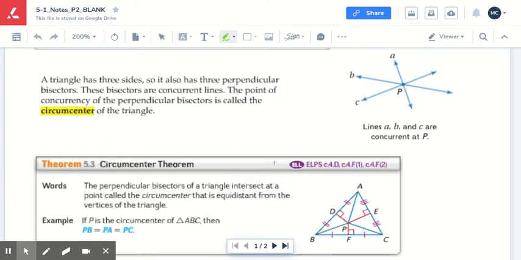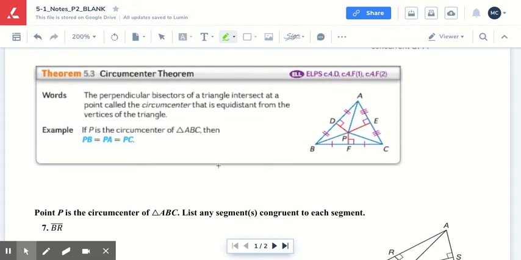Okay, a triangle has three sides, so it also has three perpendicular bisectors. Those would be the perpendicular bisectors of the sides of the triangle. The bisectors are congruent lines. And the point of concurrency of the perpendicular bisectors is called the circumcenter. So that's our first center of the triangle, circumcenter. And it is the point of intersection of the three perpendicular bisectors of a triangle.